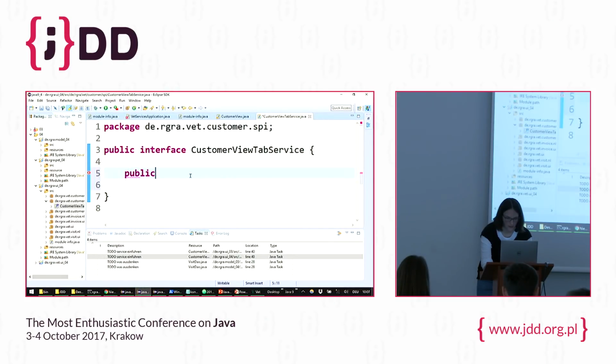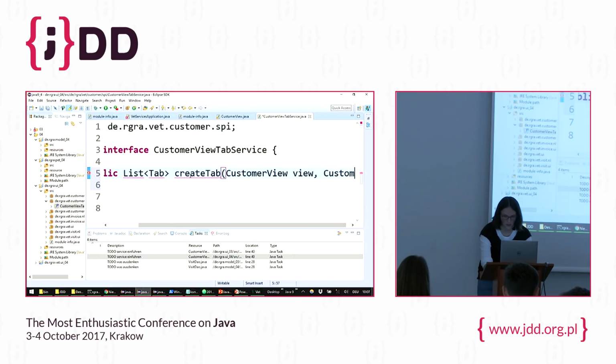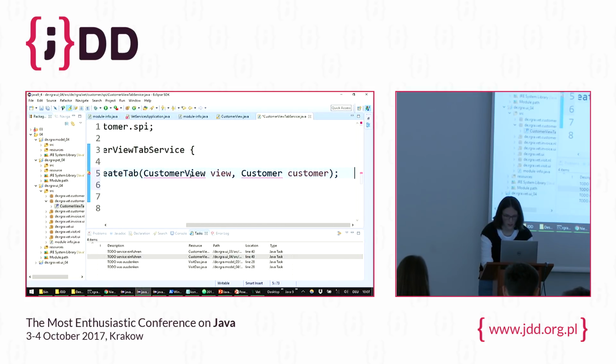So we have a new method over there which gives us back a list of tabs, and which is called create tab. We pass in the customer view and we pass in the customer entity, so we have some relation over there to actually find all of our things.